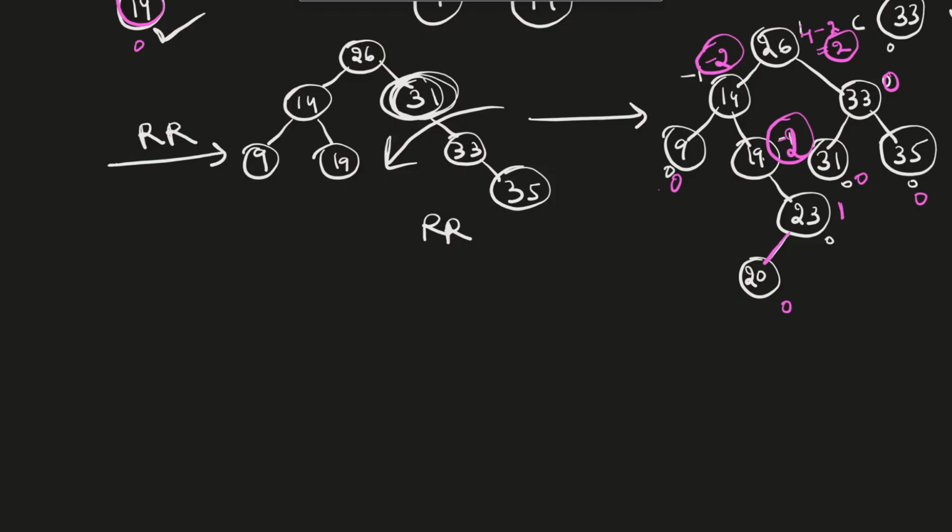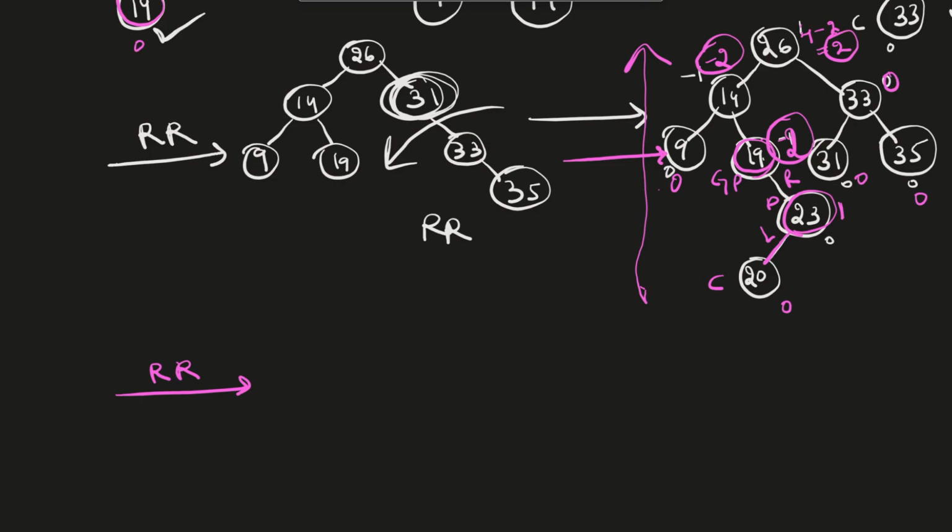Since we are checking the balance factor from top to bottom, whichever problem comes first we need to solve it. So we'll solve the problem at 19. It has occurred due to RL. How do we solve RL? We need to first convert it into RR. RR is nothing but right rotation at parent. This is child, this is parent, and this is grandparent. So right rotation of 23.